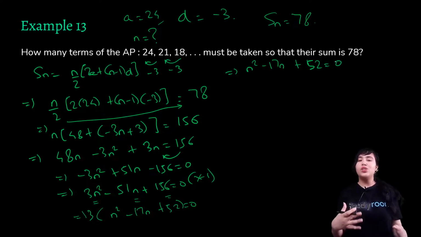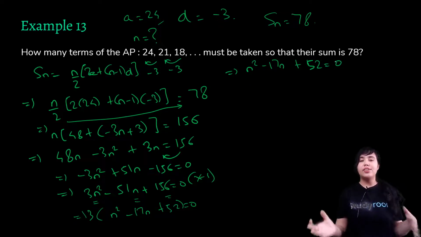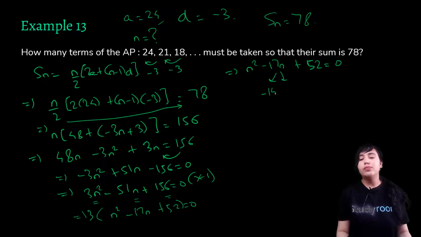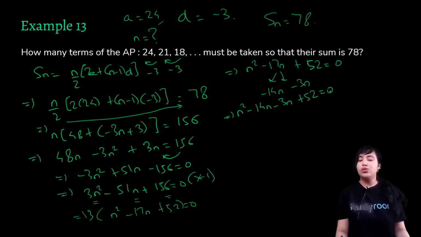Now there are different ways to solve a quadratic equation as well, as we discussed in chapter quadratic equations. So here you can split the middle term. You can make use of factorization. So you can use minus 14n and minus 3n. So that way this will become n square minus 14n minus 3n plus 52 is equal to 0. Then here you can take n common, here you can take minus 3 common.